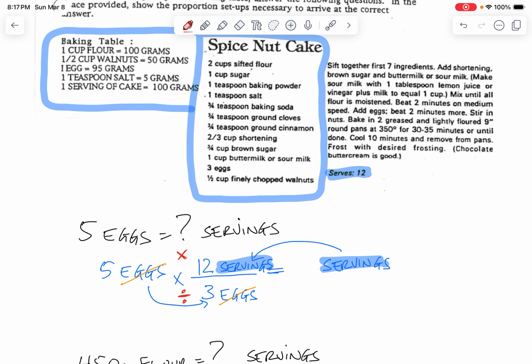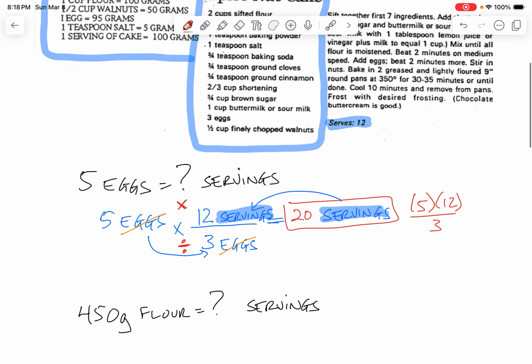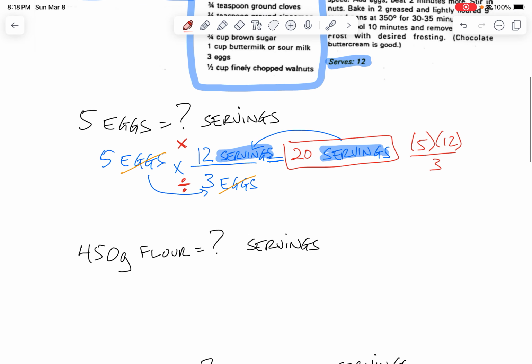So what I would put into my calculator would be 5 times 12 and then divide by 3. If I work that out, it should equal 20 servings, and that would be my answer. All right. Let's go on to another couple problems here.